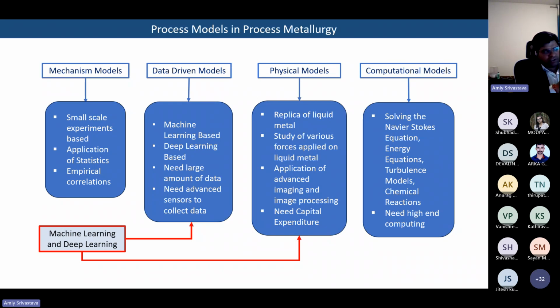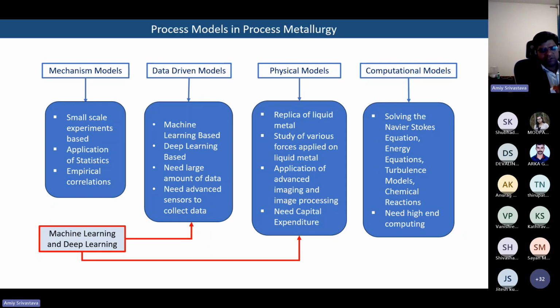If we talk about the limitations of the data-driven model, sometimes we get a lot of false data in the real plant situation. You will find that some outliers are there, so sometimes it becomes difficult to identify what is an outlier and what is not. Also, sometimes some sensors are not working, so you lose a lot of data, and if you lose data, your results will be biased and you cannot rely on them. So that is the limitation.